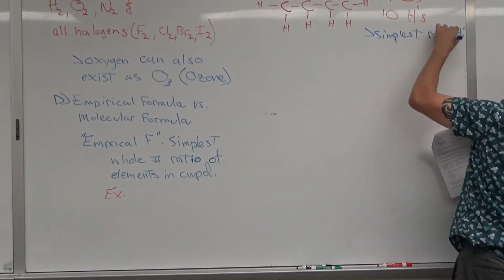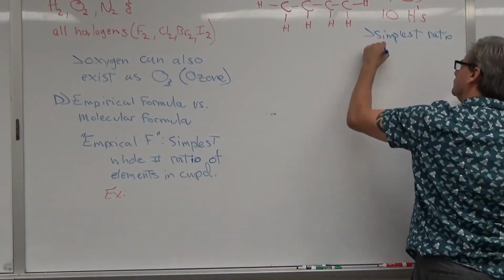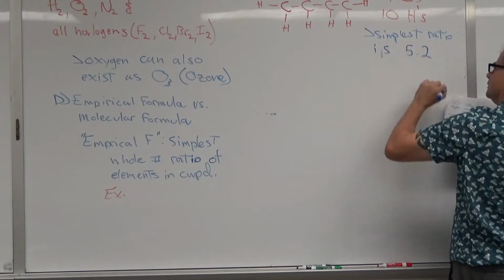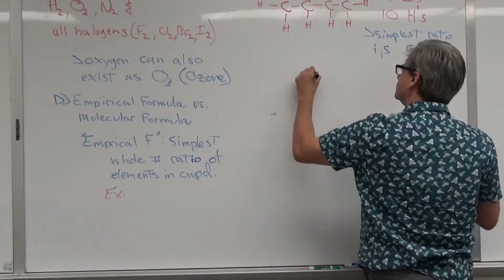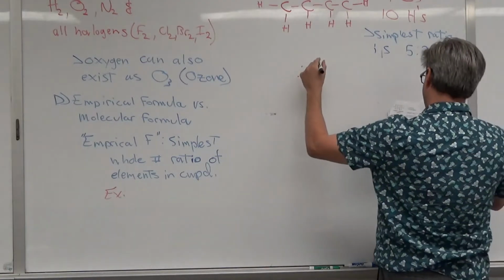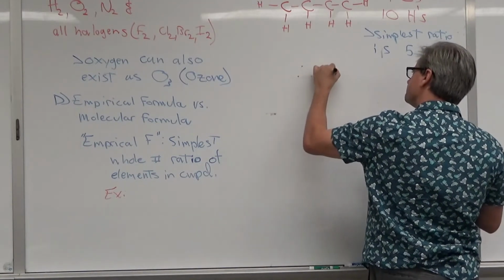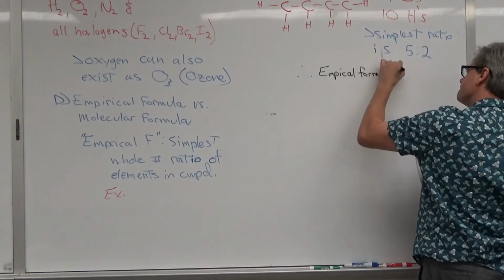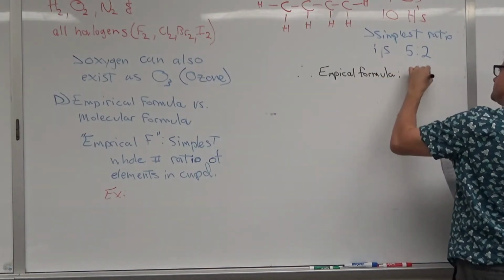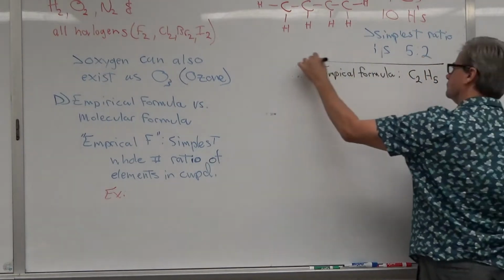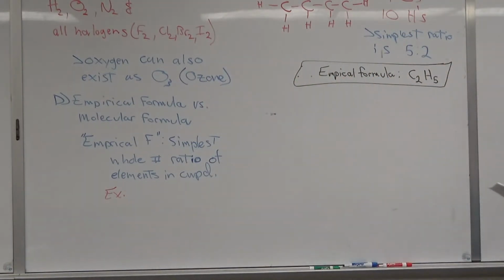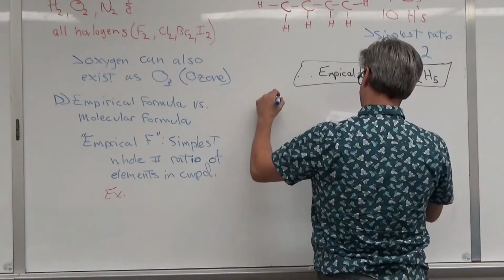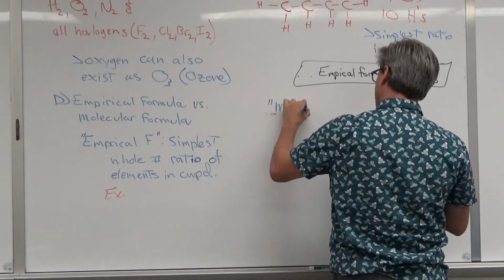Simplest ratio is 5 to 2. Therefore, the empirical formula is C2H5. The molecular formula, the actual number of atoms of each element in a molecule.